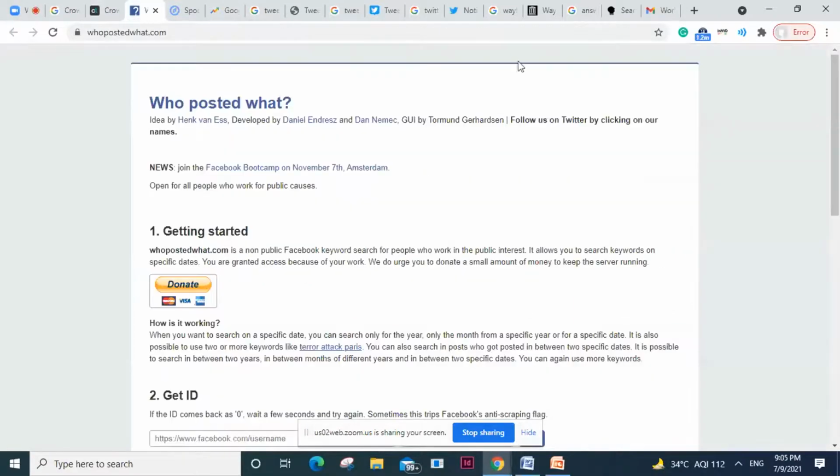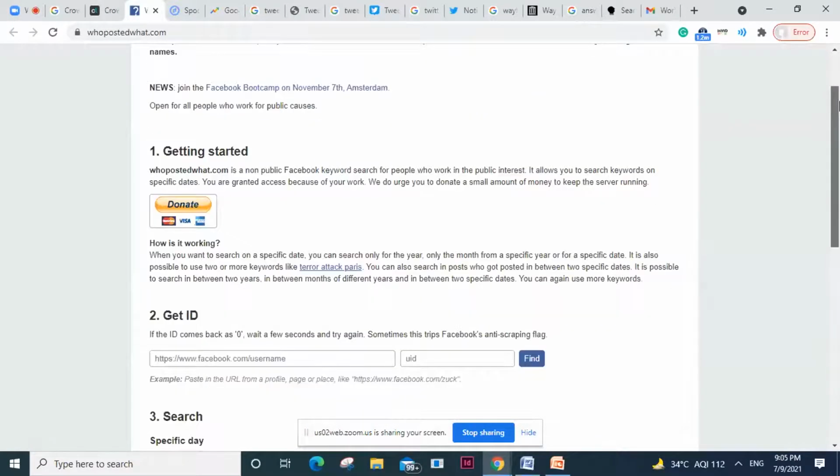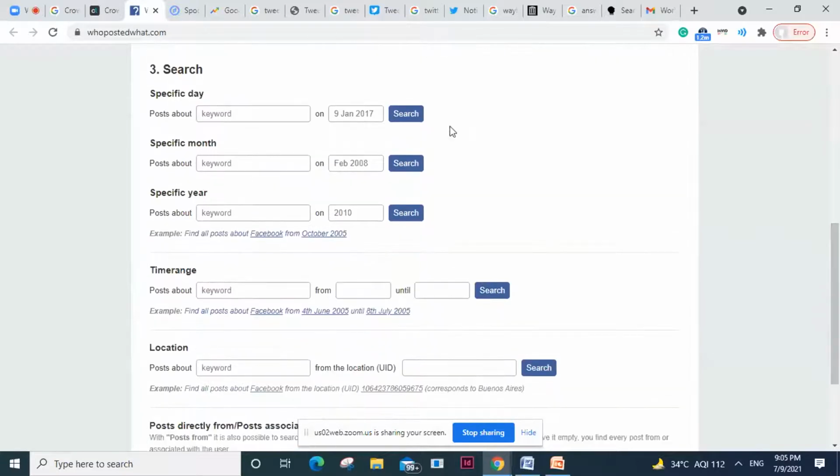This is another tool which is Who Posted What. And with this also, you just have to write keywords and a specific month. You can customize that range also. You can talk about location, like what people are talking about Sputnik in India. So you just write Sputnik, you write the location, and then you can search for this.